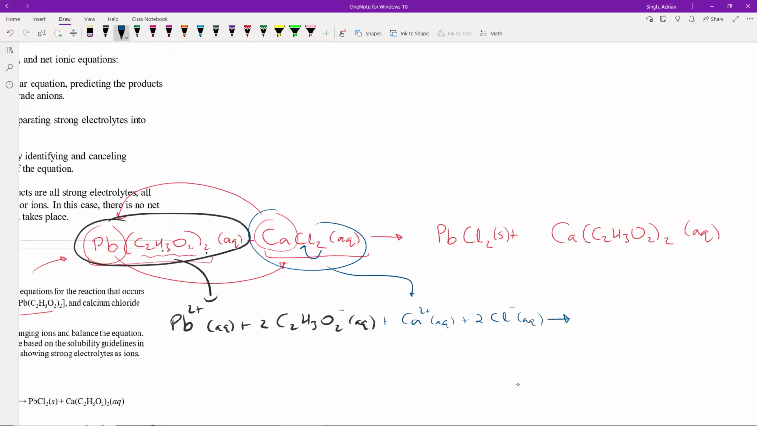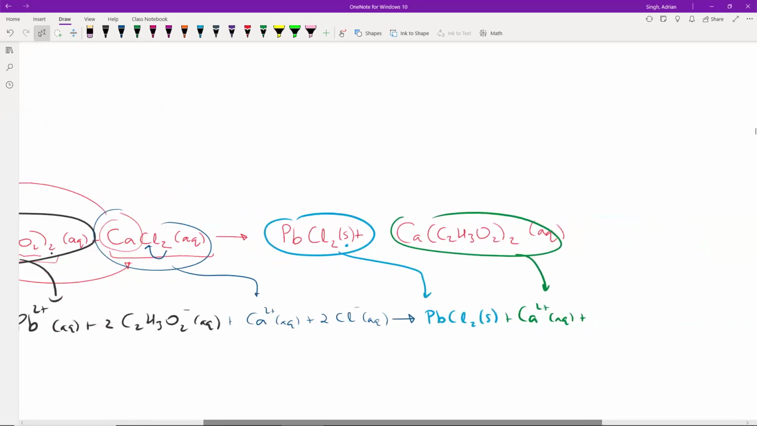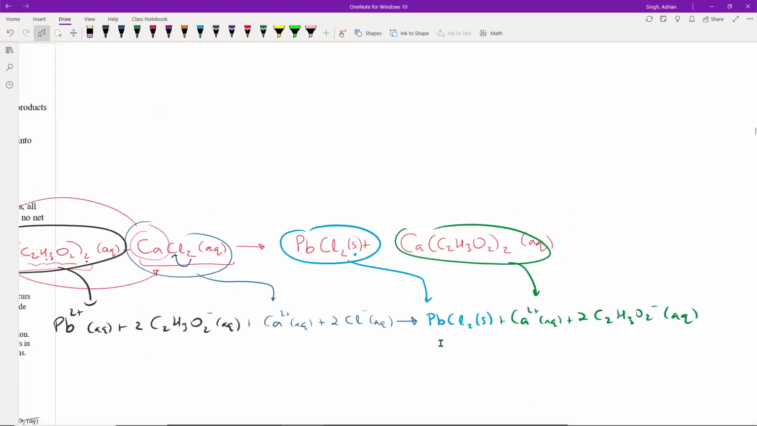(aq). Okay, the lead chloride, that's a solid. So that is not going to break apart. That's going to stay the same because it's insoluble. So PbCl2 (s), that stays the same. And then my other product here, the calcium acetate (aq), I'm going to split that into its ions. We have the calcium ion, Ca2+ (aq). And then I also get 2 acetates. That's the other ions, 2 C2H3O2- (aq). Right, so this here is my complete ionic equation.